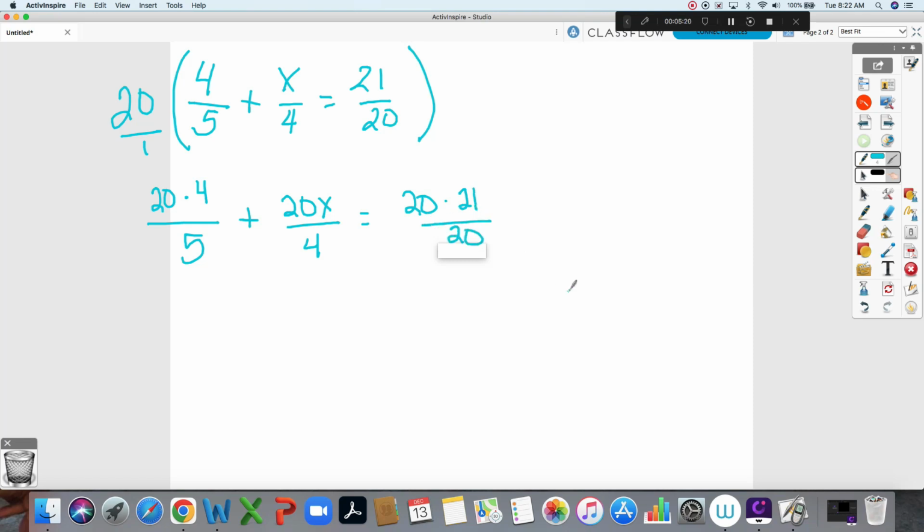So if I write it out as multiplying each part of that fraction by 20, this is what it's going to look like. Then I can go through and multiply or reduce or cancel, however you want to work through it. So Austin, what do we want to do on this first one? Multiply the top. Okay, so 20 times 4 divided by 5.